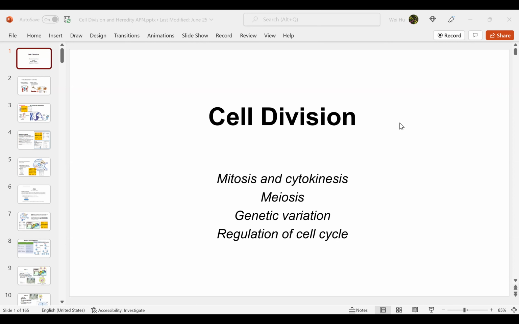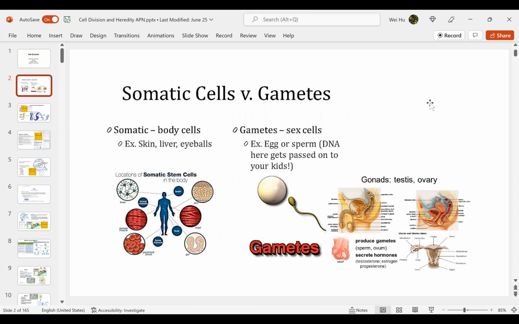Okay, the cell cycle, including mitosis and meiosis. So before we start each process, we are going to go through the general concept. Your body cells can be divided into two categories. Number one, body cells, also called somatic cells. Number two is your sexual cells, also called gametes.